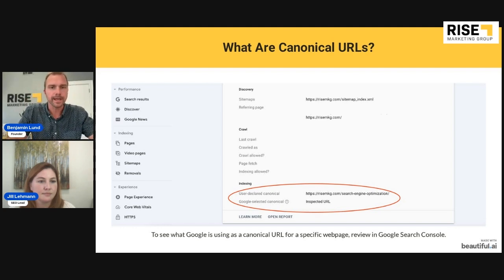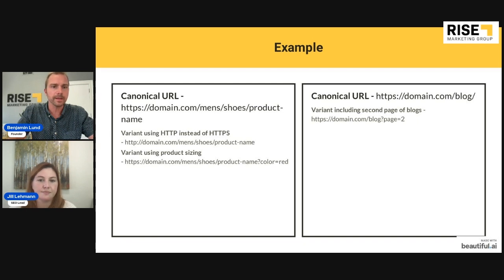Excellent. Thanks for sharing that. And you gave some examples right here of the different canonicals that you may want to consider. I know you talked about products. Are there any other examples here? Yep, those are great examples to see. So that first one is the product one. You can see that second variant down, you see product sizing in there.